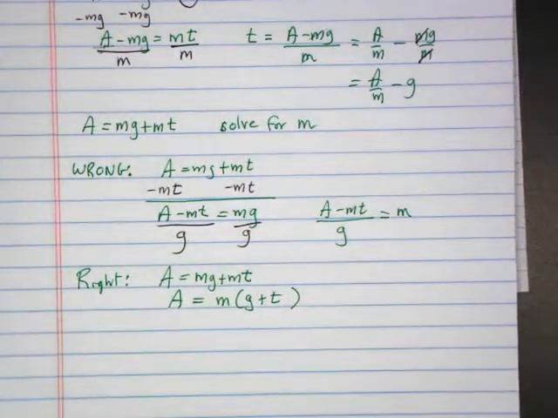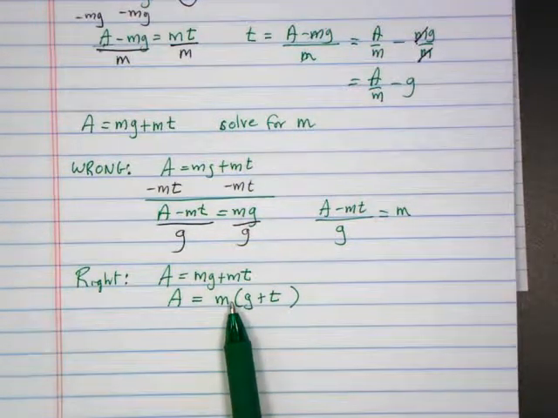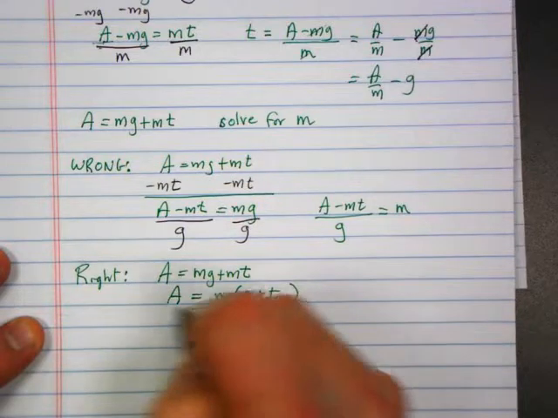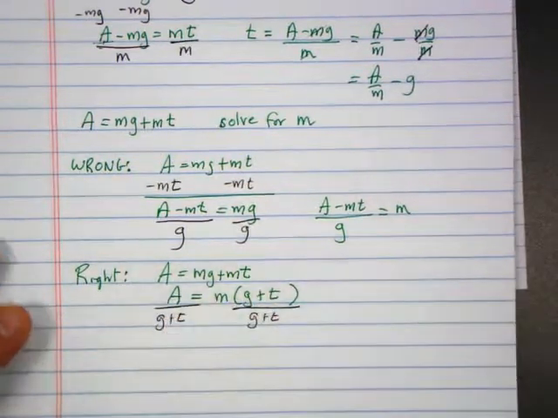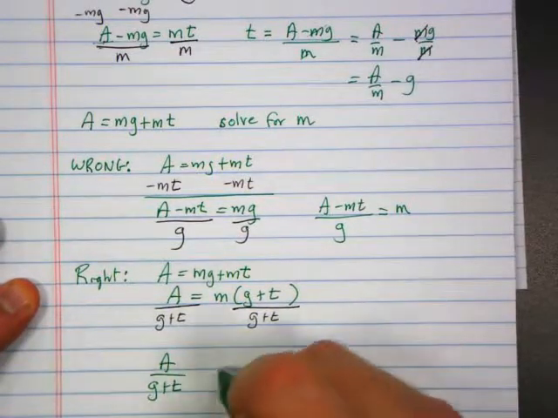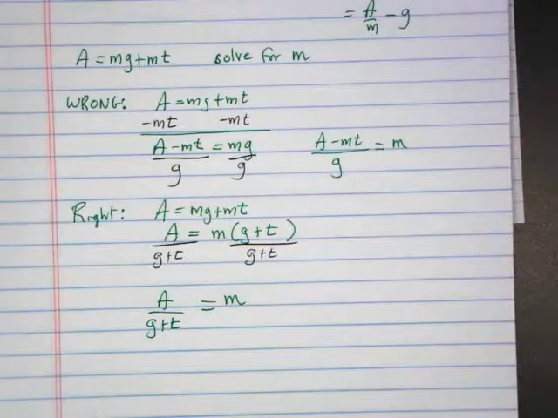Now, notice we're trying to get this M all by itself, and this M is connected by a multiply. If M is connected by a multiply, how do you get the M all by itself? Do a divide. So the correct answer is A over G plus T equals M. Now I have M on the right hand side, all by itself, and I do not have any M's over on the left hand side. Questions on that?